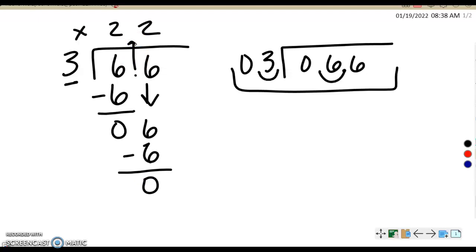Take our decimal and slide it up into your answer. So you have 2.2. That looks exactly the same as what we did yesterday.